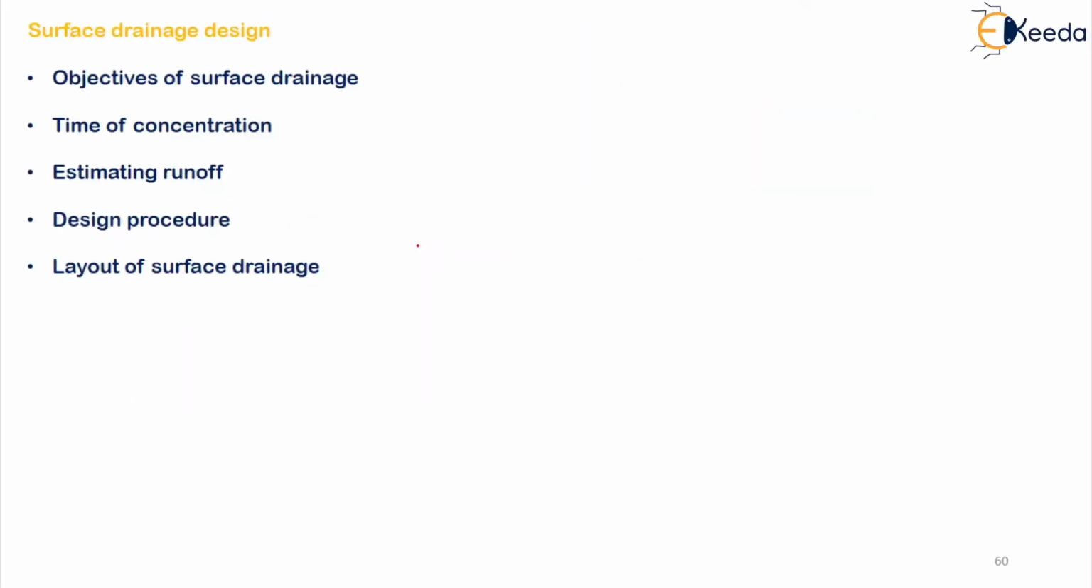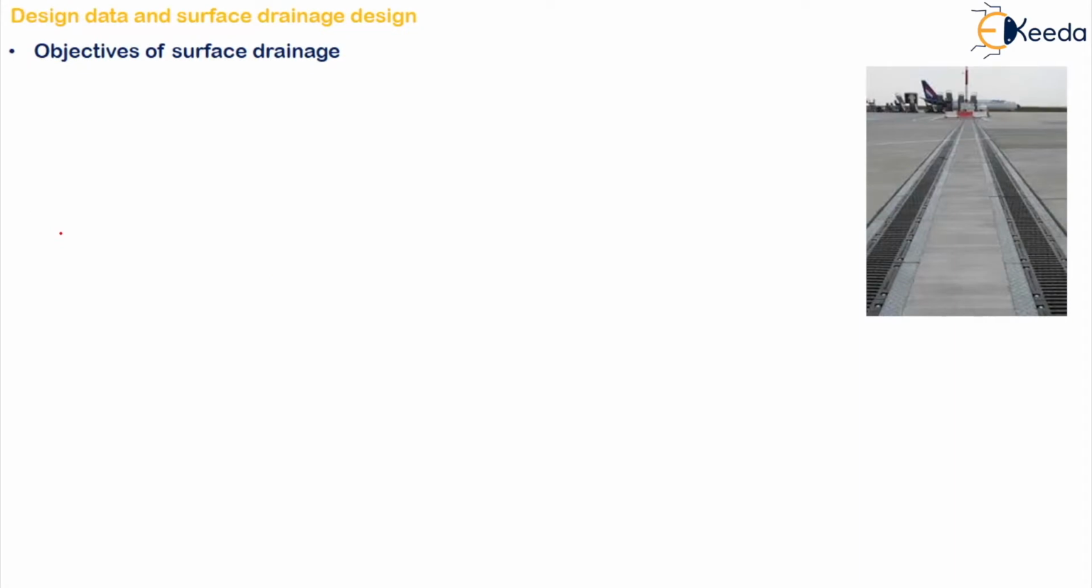So the surface drainage topic we have to study under 5 headings. The first one is we have to understand what the objectives of providing surface drainage are, then what is the time of concentration, then how to estimate the runoff, then what is the design procedure for developing the surface drainage system, and then finally the layout of the surface drainage. So to get started, the first one is the objective of the surface drainage.